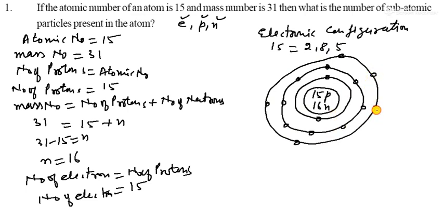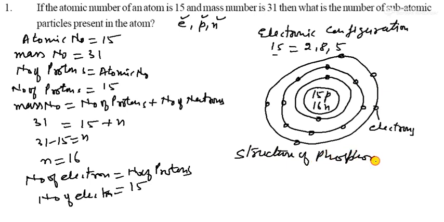So these are the electrons. How many electrons? That is 15 electrons. It is the structure of phosphorus. So that element is P. So you can do the question very well. It is very simple.